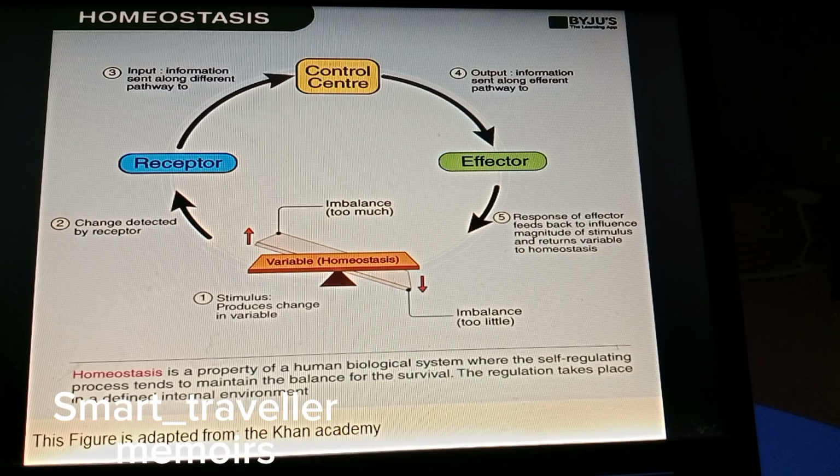Imbalance too little, imbalance too much. Those are the two things which are being controlled. So homeostasis is the property of human biological systems where the self-regulating process tends to maintain balance for survival. The regulation takes place in a defined internal environment.